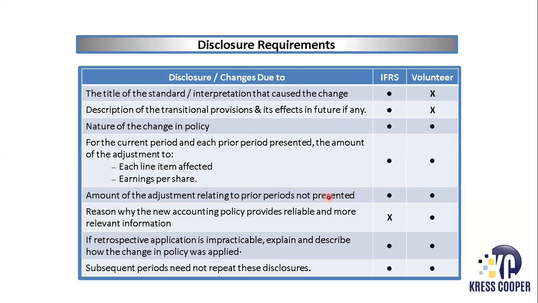The presented financial statements means the comparative financial statements. Just read the line once again: the amount of the adjustment relating to the prior periods not presented. Normally, the financial statement is provided for 2 years, the current year and the past year. The past year is the comparative year. So these 2 years are being presented in the financial statement.